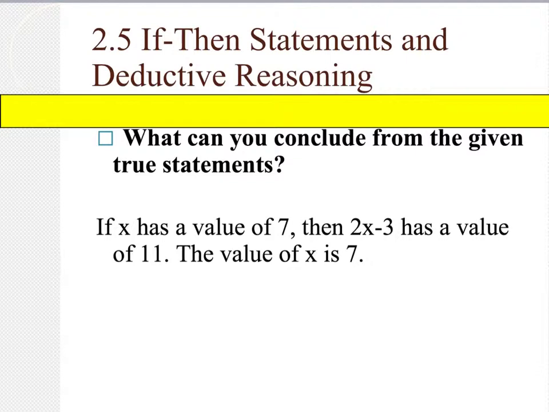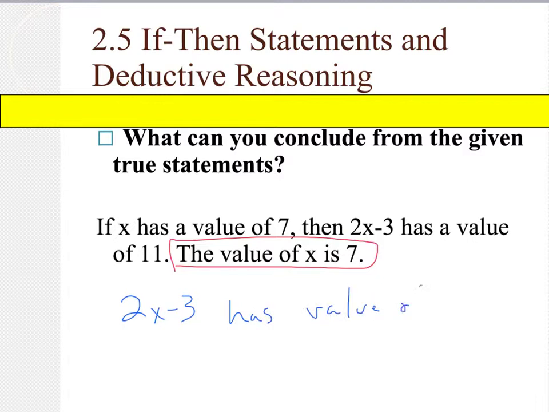The value of x is 7. All right, well, it says if the value of x is 7. Okay, it gives us the hypothesis, and then it says the hypothesis is true right in this second sentence. That means the hypothesis is true. That means your answer has to be 2x minus 3 has a value of 11.